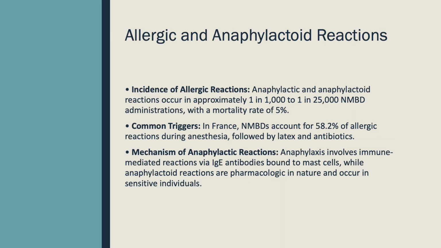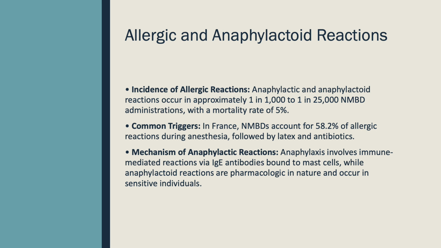Now let's talk a little bit about our allergic and anaphylactoid reactions. Now, our neuromuscular blockers are among the most common causes of allergic and anaphylactoid reactions in anesthesia. Anaphylactic reactions are immune-mediated and revolve around the release of our IgE antibodies, and those bind to our mast cells, and that leads to the release of histamine and other inflammatory mediators. Anaphylactoid, on the other hand, are non-immune mediated, okay, but cause kind of similar symptoms due to the direct action on mast cells, okay? The incidence of these reactions varies depending on the agent used. ROC and SUX are typically the most frequently implicated of our neuromuscular blockers.